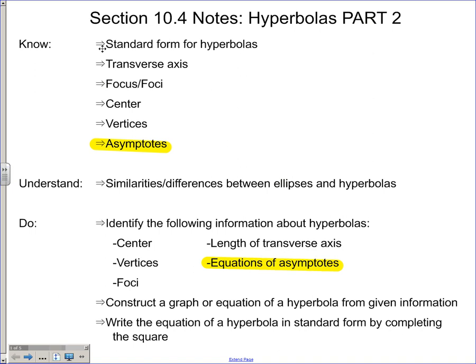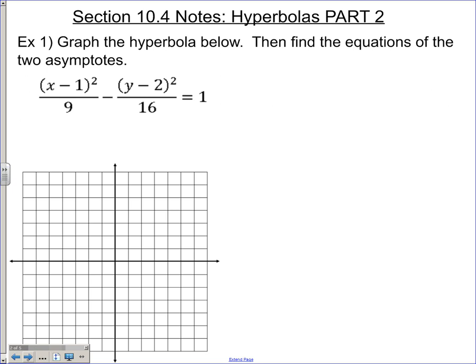And we're also going to do the opposite. If we're given the equation of the asymptote and some other information, can we determine what the overall hyperbola equation or graph will look like? To start out, I want to jump right into an example.